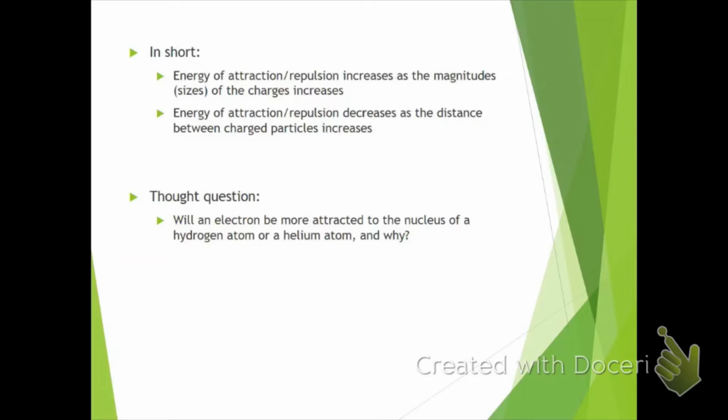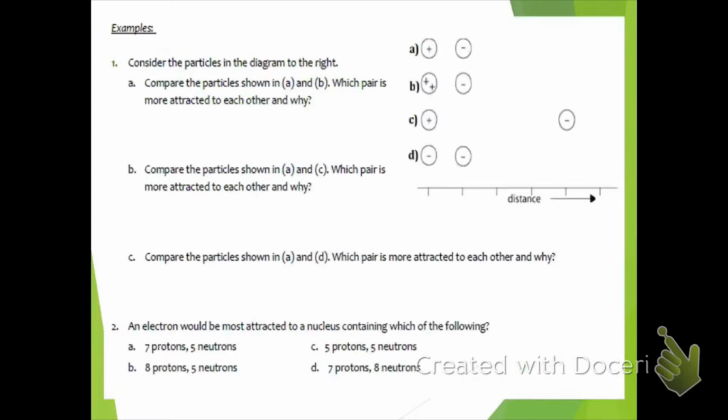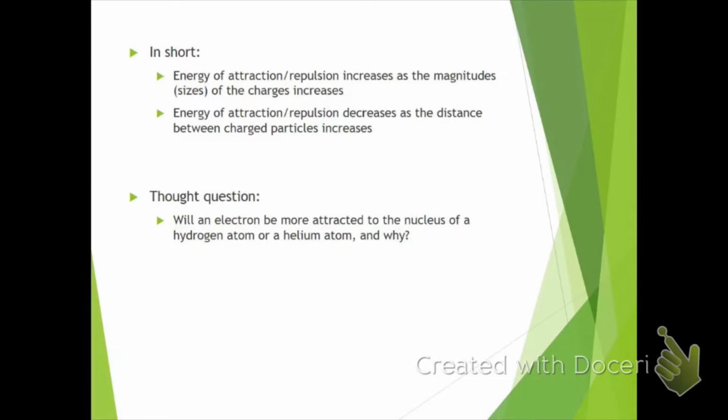So let's think about this. If we have an electron, is it going to be more attracted to the nucleus of a hydrogen atom or a helium atom? Well, a hydrogen atom only has one proton, whereas a helium atom has two protons, and then we have just the one single electron here. And assuming we're at the same distance, we're looking at the magnitude of charge. Well, since helium has two protons in its nucleus, it's going to have the greater magnitude of charge.